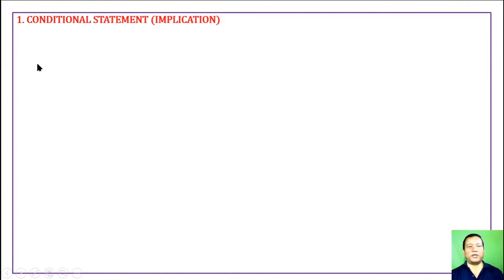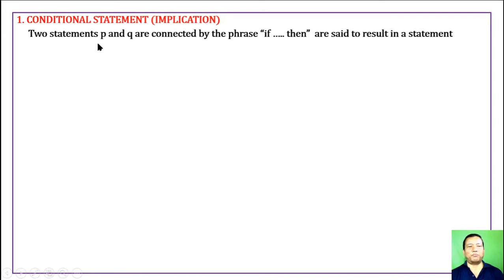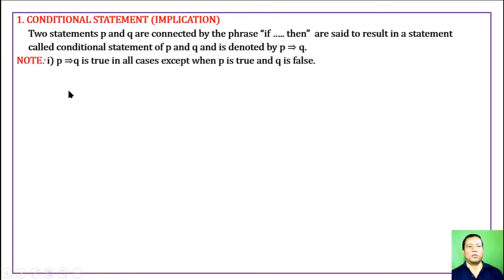Conditional statement, implication. Two statements P and Q connected by the phrase if then are said to result in a statement called a conditional statement of P and Q, denoted by P implies Q. Note 1. P implies Q is true in all cases except when P is true and Q is false. Others are true except this case.